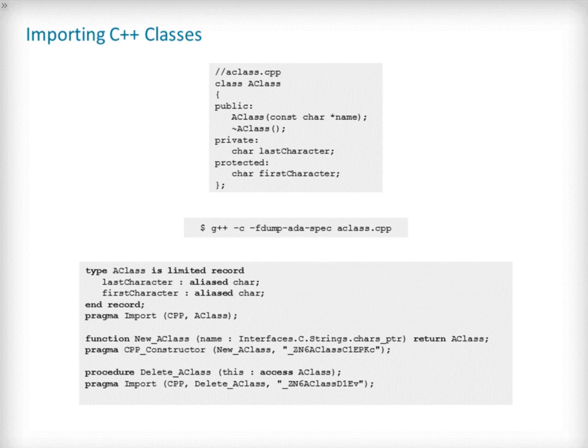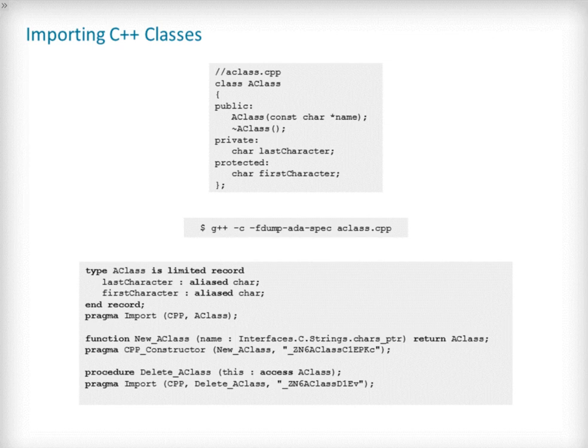Here we show a concrete C++ class definition from which objects can be instantiated. It is called A class and has a private character attribute and a protected character attribute. The constructor accepts a pointer to a string, and there is also a destructor. We see the command line call to G++ with the -fdump-ada-spec option specified, and at the bottom of this slide is the resulting Ada package specification.